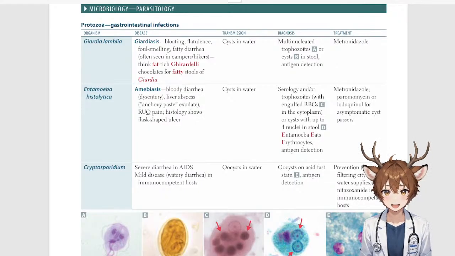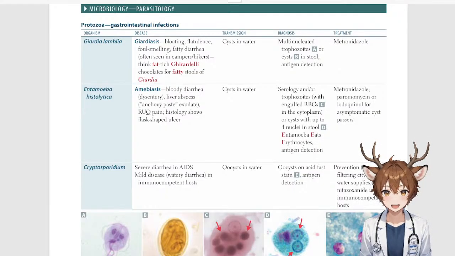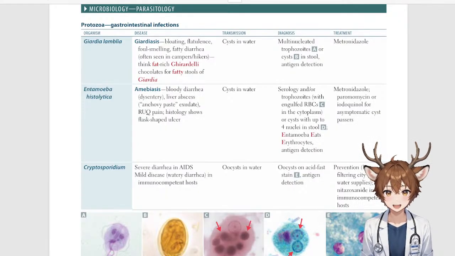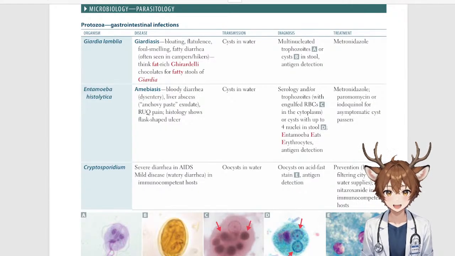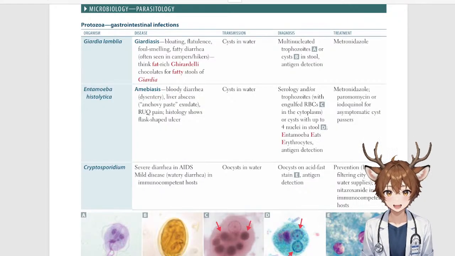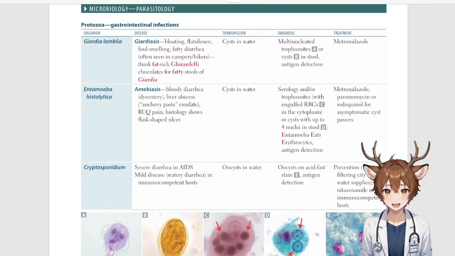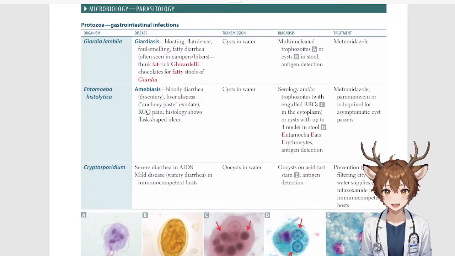Entamoeba histolytica causes amoebiasis: bloody diarrhea, dysentery, liver abscess, anchovy paste exudate, right upper quadrant pain. Histology of colon biopsy shows flask-shaped ulcers. Spread by cysts in the water. Diagnosis: serology, antigen testing, PCR, and/or trophozoites with engulfed RBCs in the cytoplasm, or cysts with up to 4 nuclei in the stool, which you can see, I believe, in picture D for you.